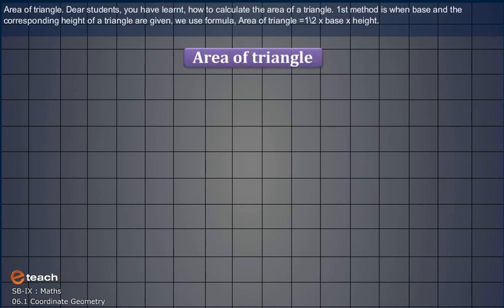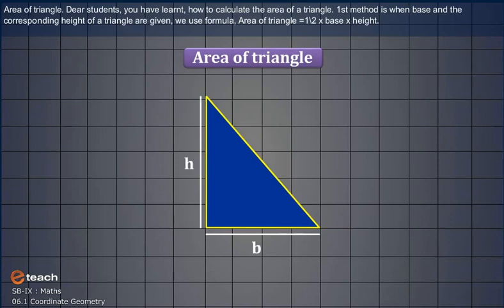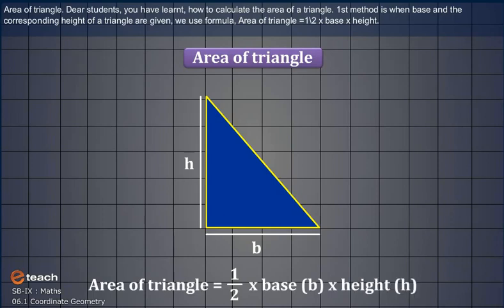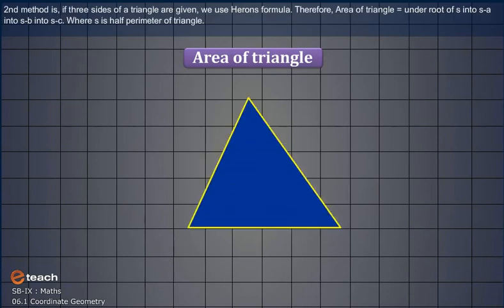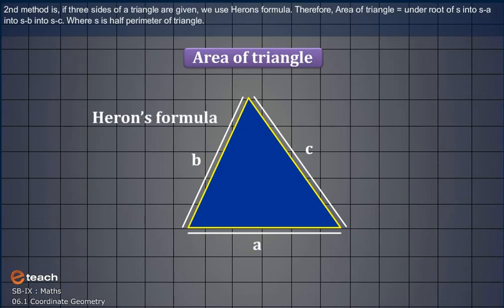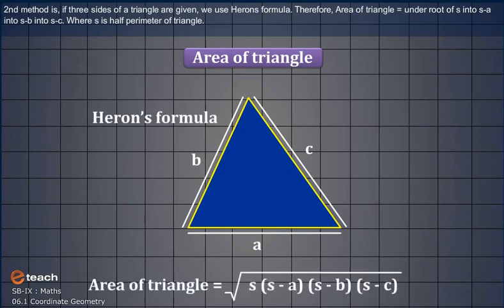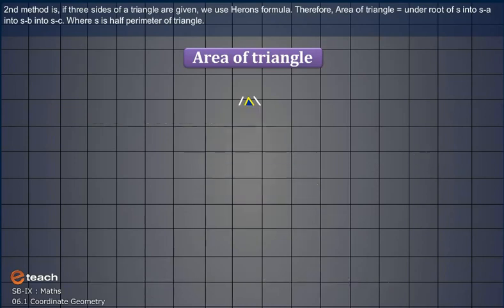Area of a triangle. Dear students, you have learned how to calculate the area of a triangle. First method is when the base and the corresponding height of a triangle are given. We use the formula area of the triangle is equal to half base into height. Second method is if three sides of a triangle are given. We use Heron's formula. Therefore, area of a triangle is equal to under root of S into S minus A into S minus B into S minus C, where S is half the perimeter of the triangle.